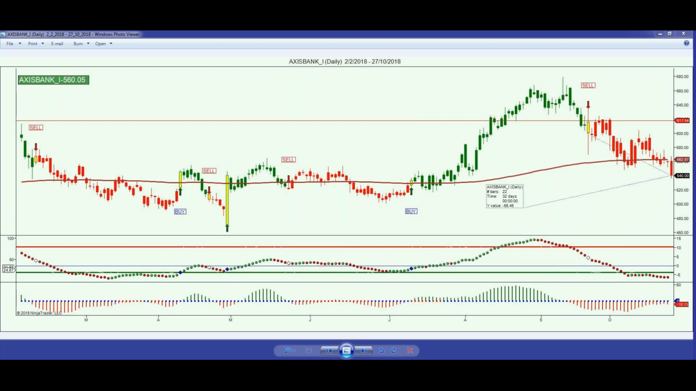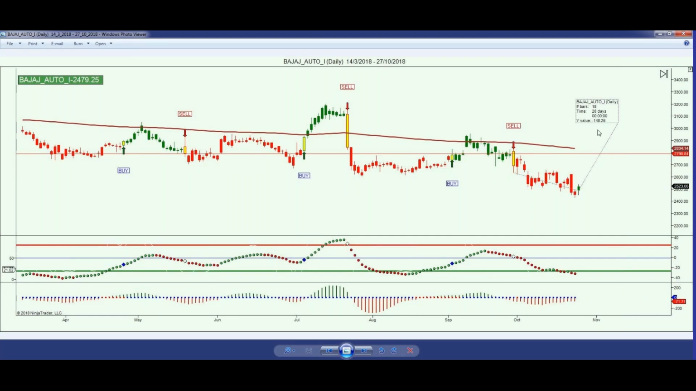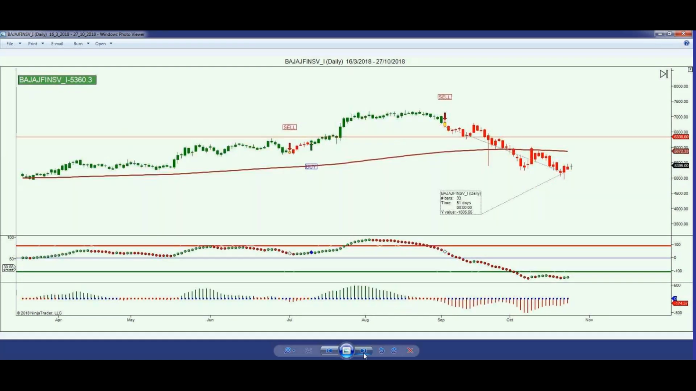So if you see trades of this kind, see Bajaj Auto has given me 148 rupees, 148 rupees into 250. 250 is the lot size. It's given me around 37,000 rupees in a matter of 18 trading days. Now Bajaj Finserv has given me around 1,500 points, roughly say 1,500 points into 125. 125 is the lot size. I've already made 1,87,000 rupees in Bajaj Finserv.